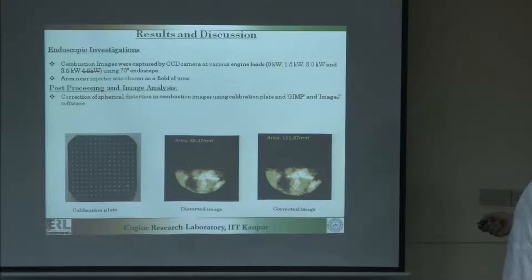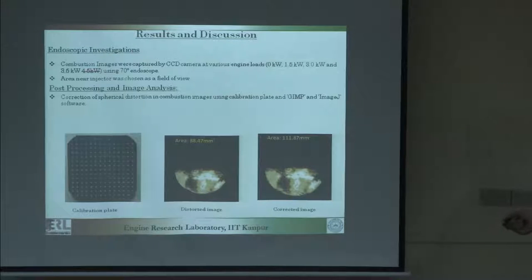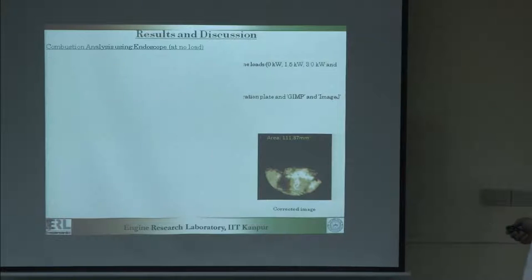So this was the image that we captured for the combustion. Its area was 88.47 millimeter square. When we corrected this image, the actual area came out to be 111.87. So this correction is very, very important: each image has to be corrected for the distortion.